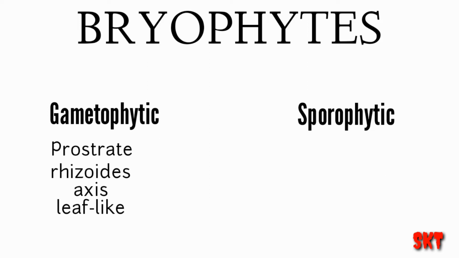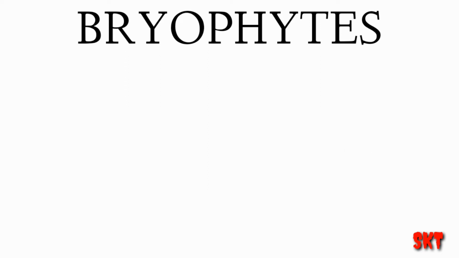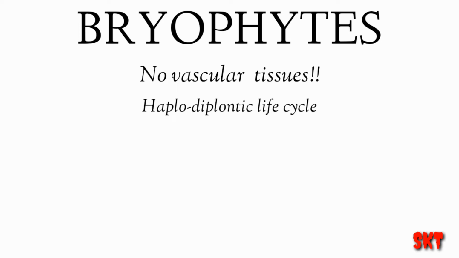On the other hand, sporophytic plant body is differentiated into foot, seta and capsule, and the capsule produces haploid meiospores. In this phylum, the vascular tissues like xylem and phloem, the conducting tissues, are absent. Bryophytes are examples for haplodiploidic life cycle and they show alternation of generation. If you wanna know more about haplodiploidic life cycle, then please watch my previous video.